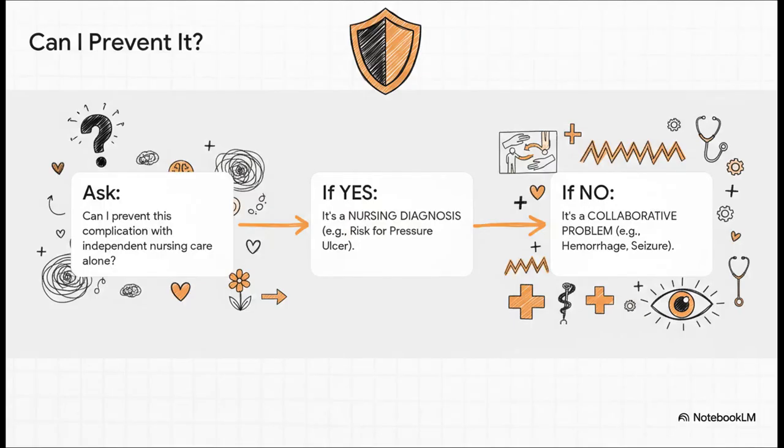So in the heat of the moment, how do you tell the difference? Easy. Use this super simple but really powerful test. Just ask yourself one question. Can I, with my own independent nursing actions, prevent this from happening? If the answer is yes, like turning a patient to prevent a pressure ulcer, bam, it's a nursing diagnosis. If the answer is no, like you can't single-handedly stop a hemorrhage, then it's a collaborative problem. Your role then shifts from prevention to super vigilant monitoring.